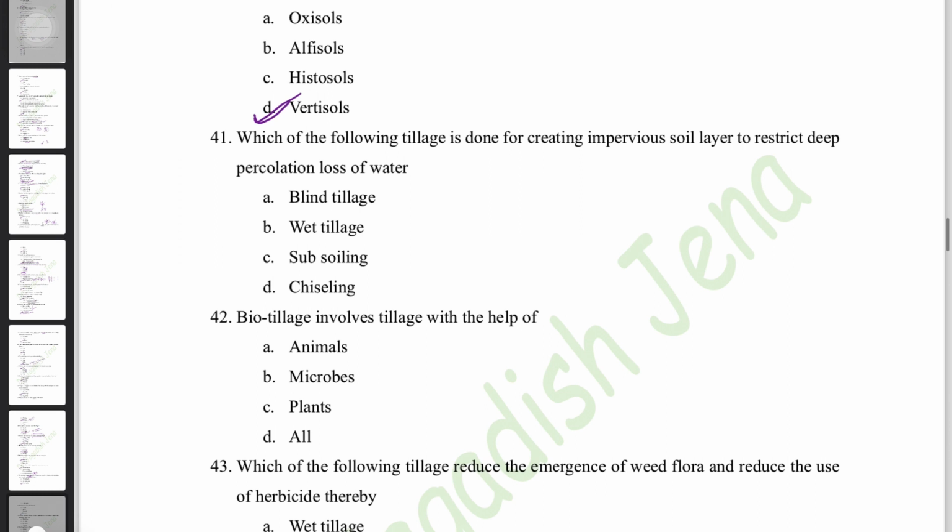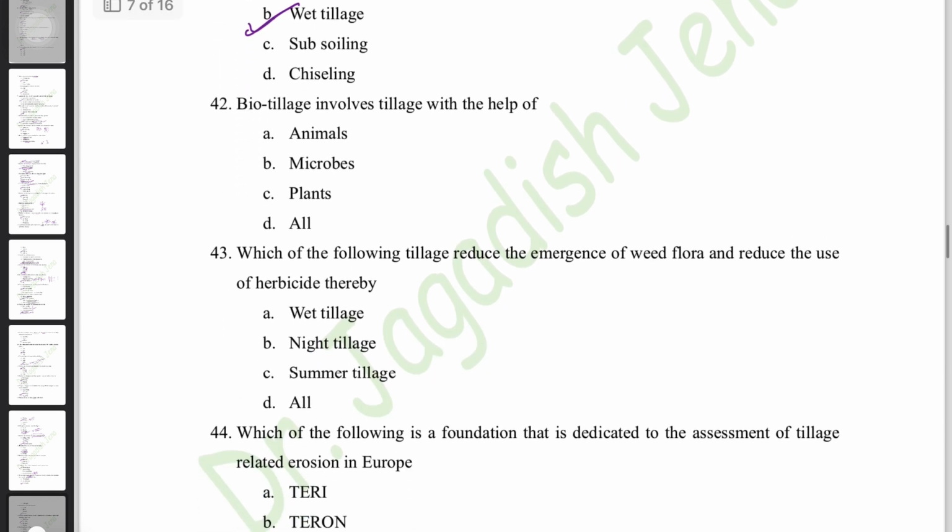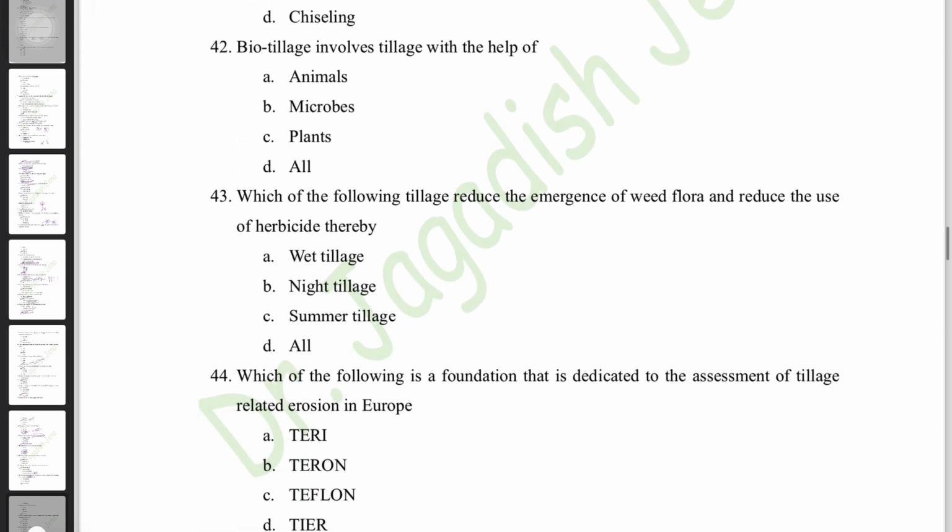Next question: which of the following tillage is done for creating an impervious soil layer to restrict deep percolation loss of water? That is wet tillage. We have discussed what wet tillage is, that is nothing but puddling.